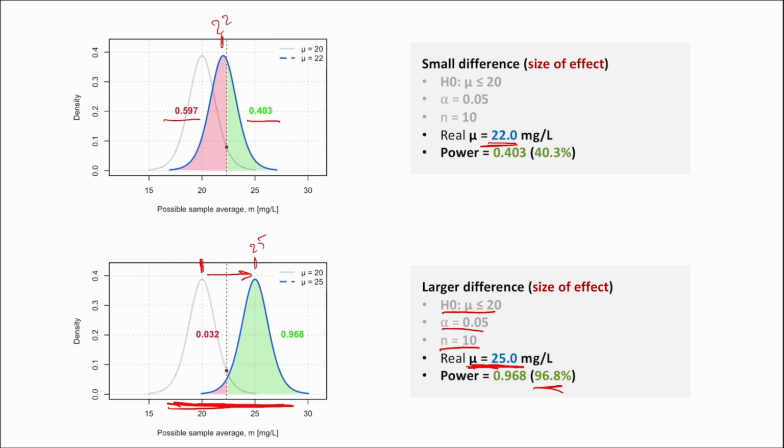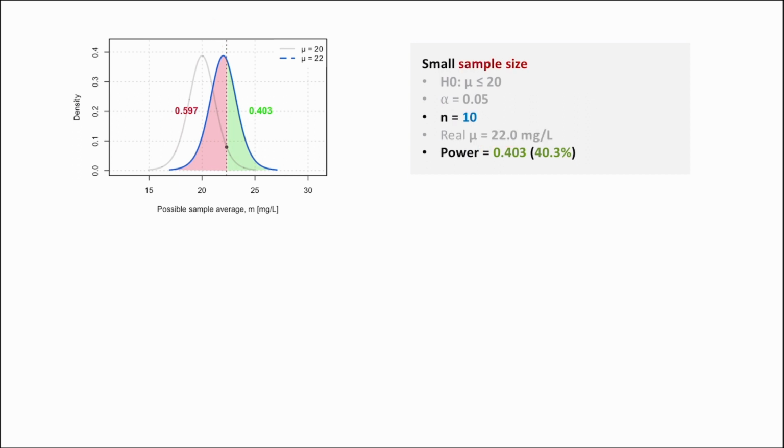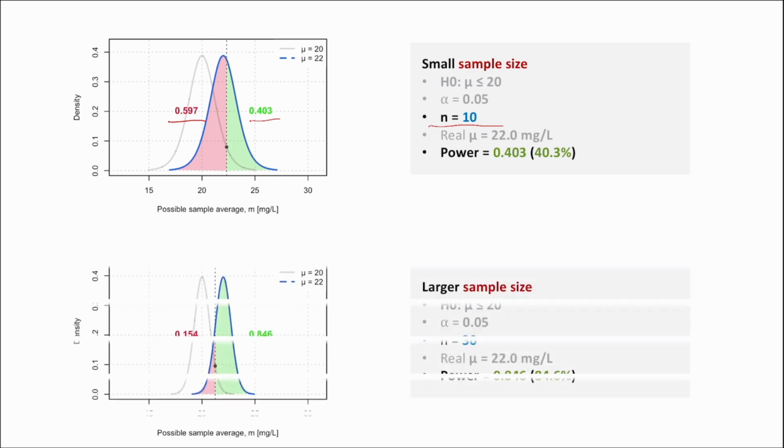Okay. Now, the second thing is the sample size. Sample size is also very important. So again, I come back to the initial case where I have a 60% chance to make a type 2 error, 40% is our power, and the sample size is 10, you remember. What happens if I increase the sample size to 30? So instead of 10 glasses of water, I will analyze 30 glasses of water.